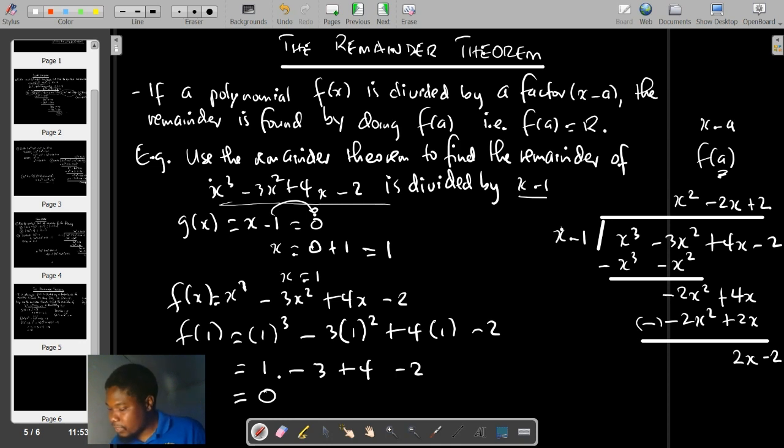So 2 times x is 2x. 2 times negative 1 is minus 2. We subtract the 2, and we end up getting 0. That's what I was talking about. If you divide this into that using long division, you get a remainder of 0.